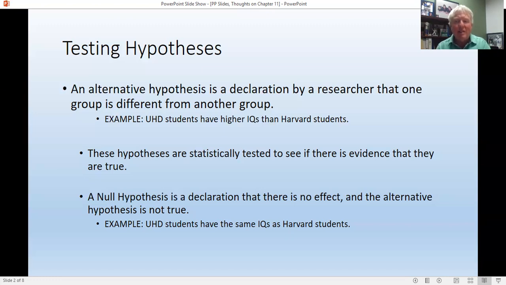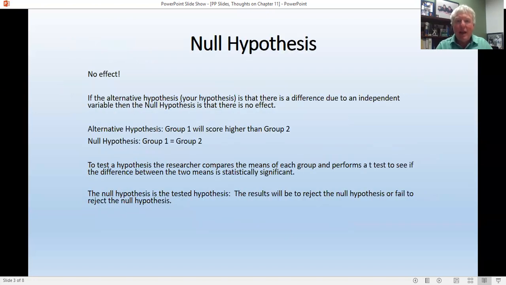Remember, the null hypothesis isn't the opposite of the alternative hypothesis, in that we would say UHD students have lower IQs than the Harvard students. The null hypothesis is basically a hypothesis that says there's no effect, okay? So the null hypothesis properly pronounced in this case would be that there is no difference between IQs of UHD students and Harvard students. Now, a few things about the null hypothesis.